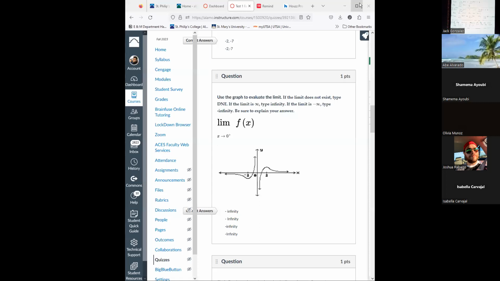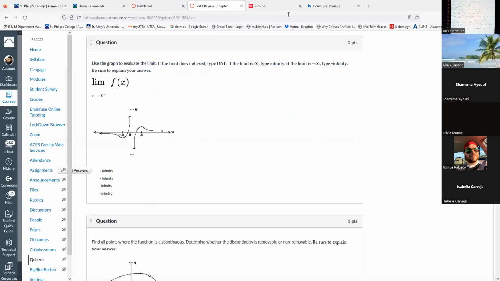All right, next one, 4. As we approach, so f is this graph. As we approach 0 from the right, 0 is right here. So as we get closer and closer, it shoots off downward. So it has to be negative infinity, right? Yeah. So just explain that, you'll be good. It only asks for the positive side, right? From the right, right? Yeah, only the positive. Okay.